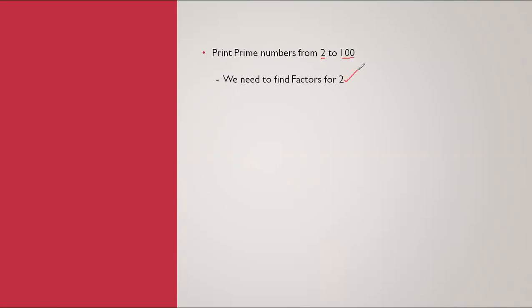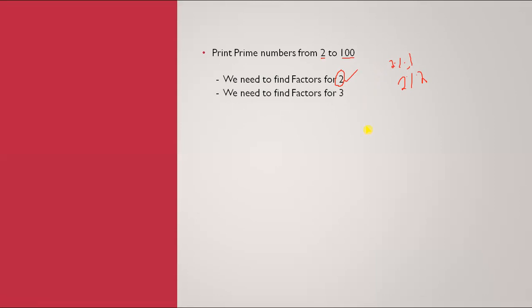First, we need to find the factors for 2, and for 2 it has to start from 2 modulus 1, 2 modulus 2, like that. So for each number we need to find whether it is a prime number or not, and then go for the next number, find whether it is a prime number or not, and then check the next one. So that's how it goes, right?